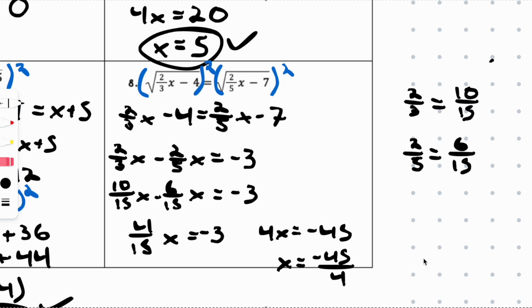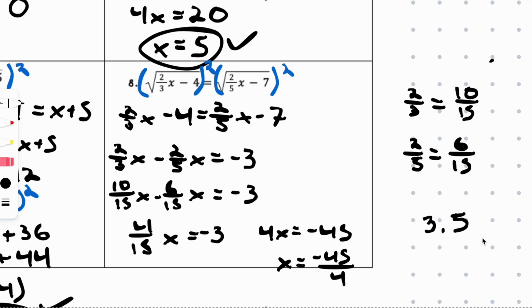Let me just see. Yeah, 15 over 2 minus 4. 15 over 2 is 7.5. 7.5 minus 4 is 3.5. I'm just going to write that down. So the square root of 3.5.